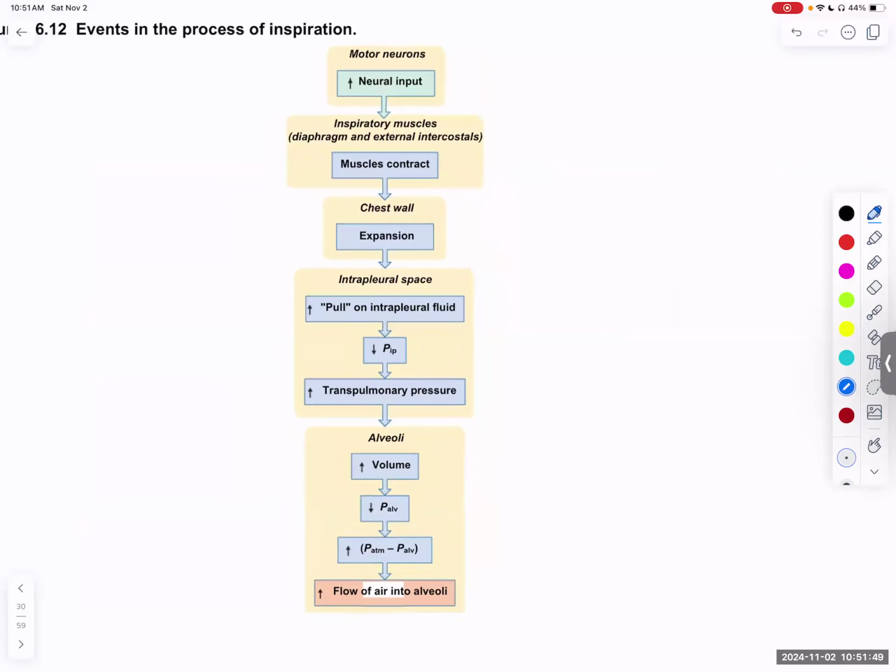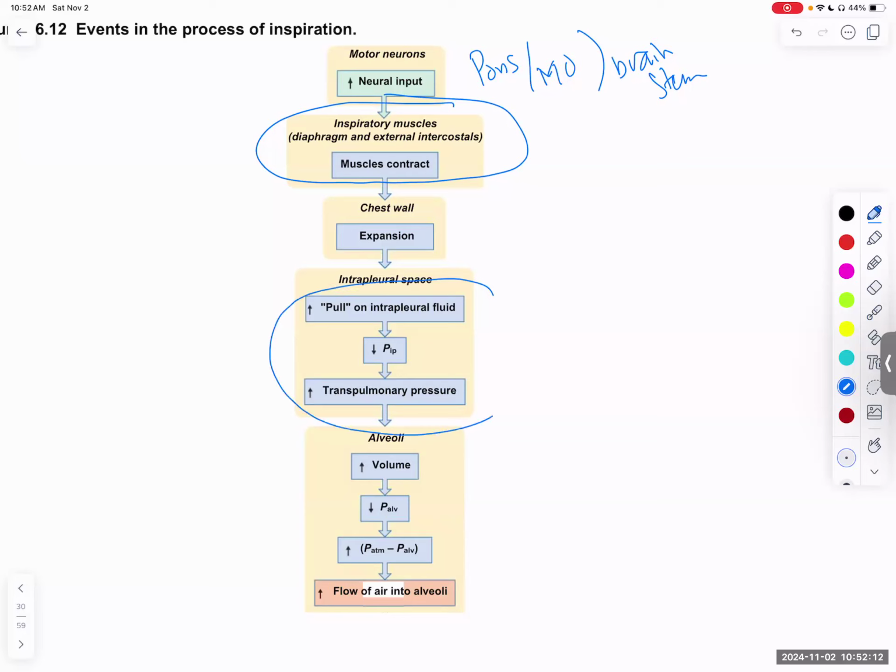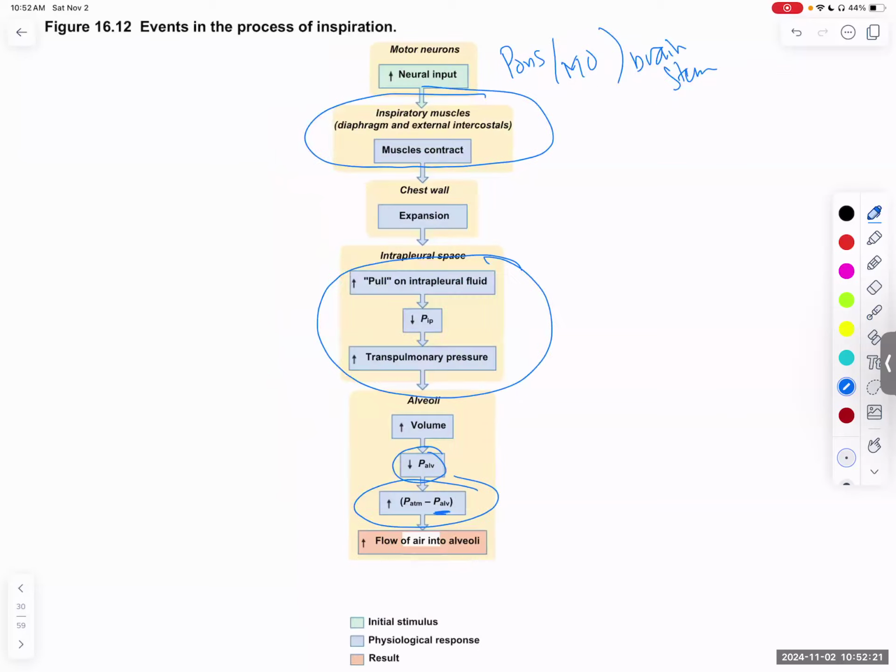Adding in the neural component, we have motor neurons. We have respiratory centers in the pons and medulla oblongata, basically your brainstem. And these are really driving the rate and depth of muscle contraction. And that is going to basically change pressures. So we end up with alveoli being lower than atmosphere. So air flows in.